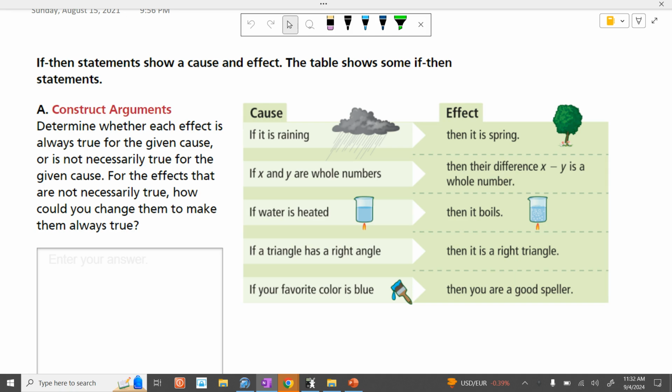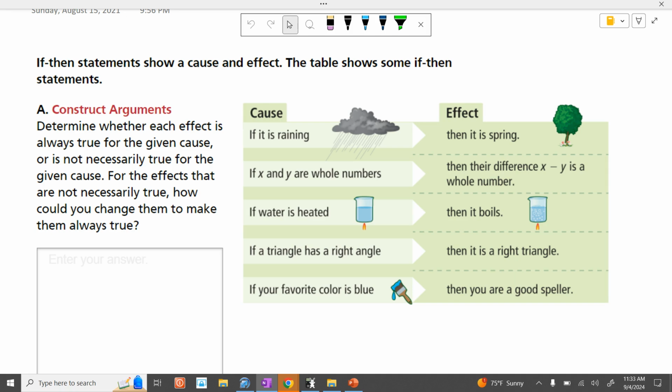If x and y are whole numbers, then their difference, x minus y, is a whole number. True or false? 4 and 2 are whole numbers. 4 minus 2 is 2, which is a whole number. But what if we go 2 and 4 are whole numbers? What's 2 minus 4? Negative 2. Negative 2 is not a whole number. Negative 2 is an integer, so this one is false.